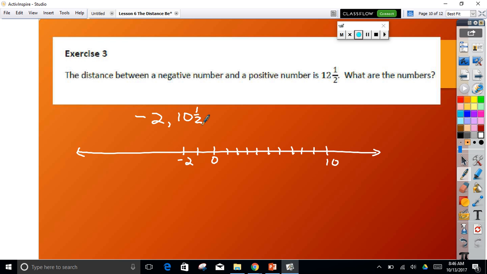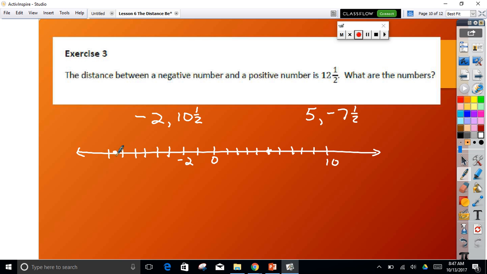Okay, another pair of numbers. McKenna. +5 and -7.5. Okay, let's take a look at that. So if we were at +5, 1, 2, 3, 4, 5, and down here, let's see, 3, 4, 5, 6, 7, and we'd have to go one more. If we went to -7.5, we'd have a distance of 12 units between 5 and -7, and then another half a unit. So that's a good one.